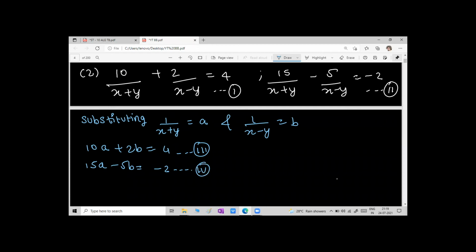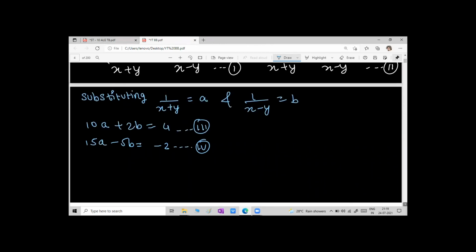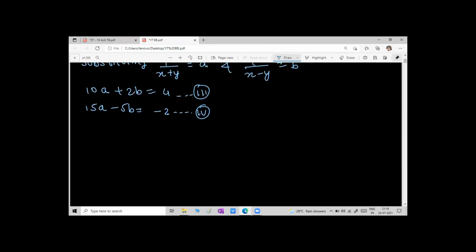Now multiply equation 3 by 5. Why are we multiplying equation 3 by 5? So that here I get 15a. तो मुझे इधर क्या मिल जाएगा? Once I multiply equation 3 by 5, I will get 50a plus 10b is equal to 20. If you are not understanding, please do let me know. I will go slow. 50a plus 10b is equal to 20 किधर से आया?